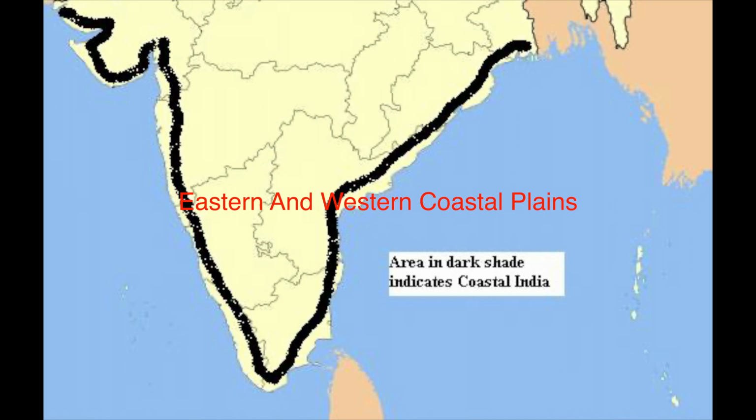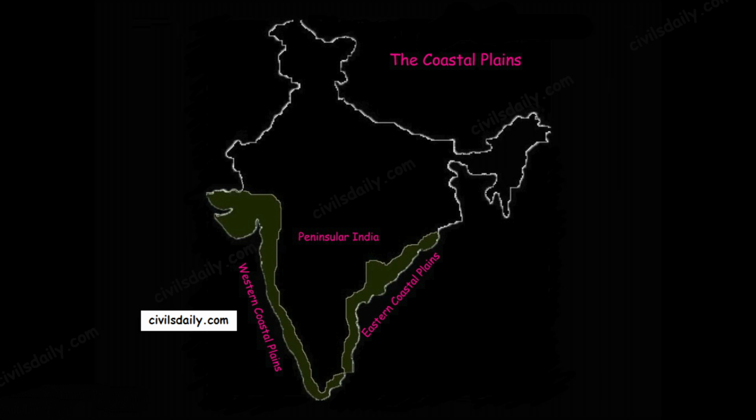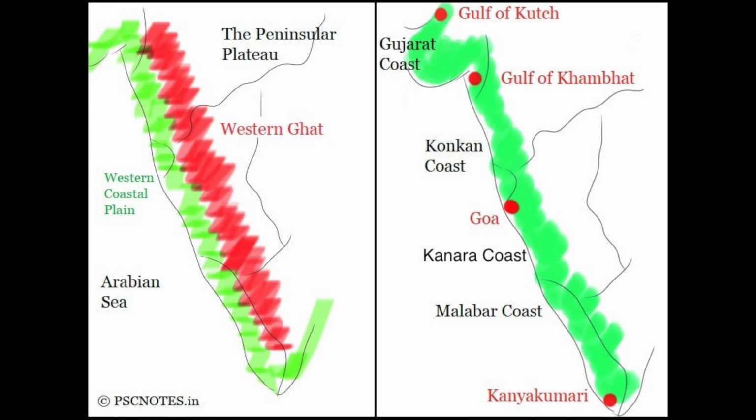The coastal plains of India are divided into two parts, which are the eastern coastal plains and the western coastal plains. The eastern coastal plains lie between the Eastern Ghats and the Bay of Bengal, and the western coastal plains lie between the Arabian Sea and the Western Ghats.